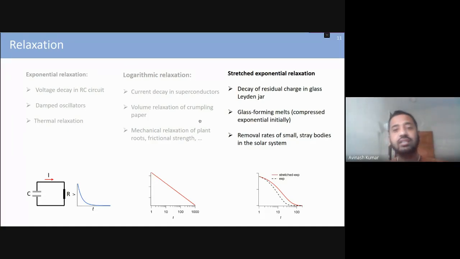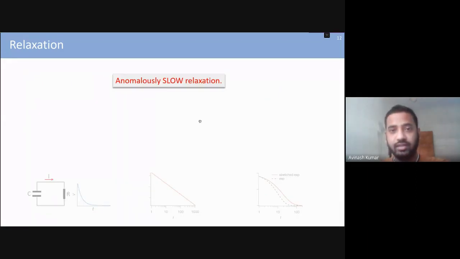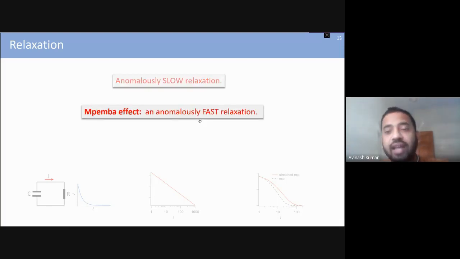So if you see these classes of relaxation, they are very slow. They may take a long time to reach equilibrium. So these are anomalously slow relaxations. But in this talk, what I will talk about is another interesting class of relaxation, which are anomalously fast relaxation.